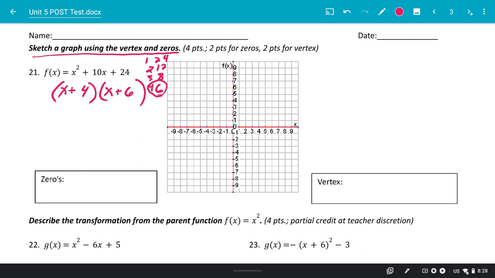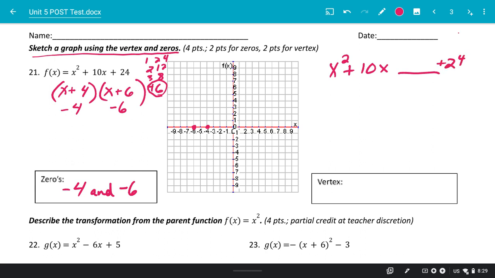So what are my zeros? -4 and -6. A lot of people forgot that my zeros are the opposite of what goes in there. So there are my two zeros. Let's take that same function and complete the square. x squared plus 10x, leave a space, plus 24.